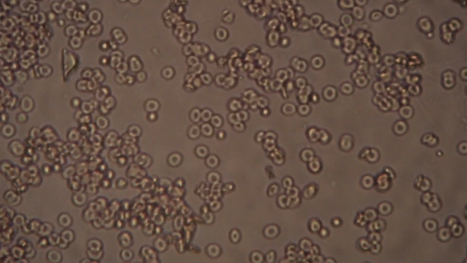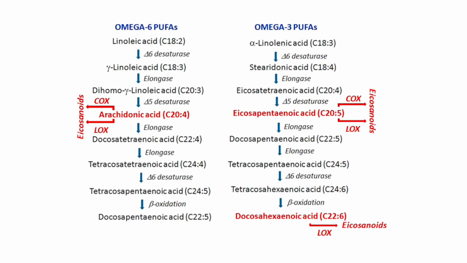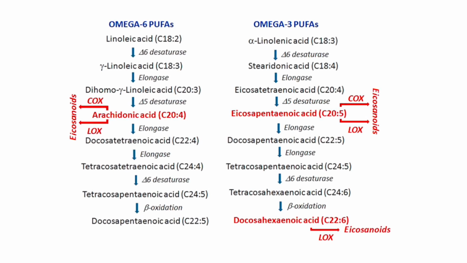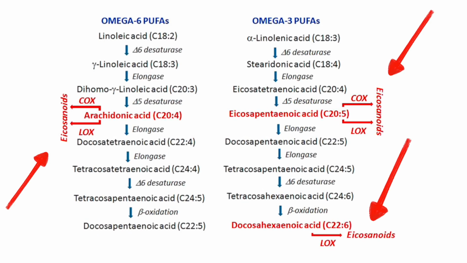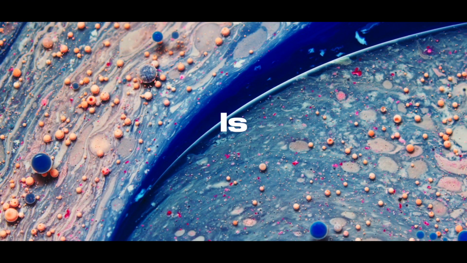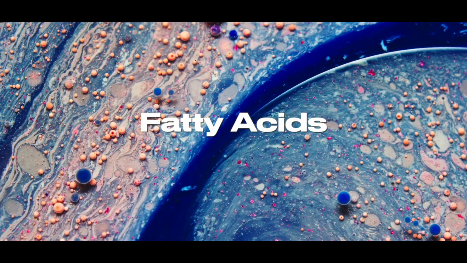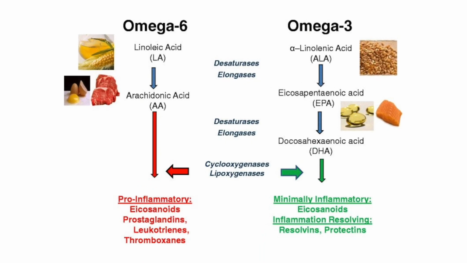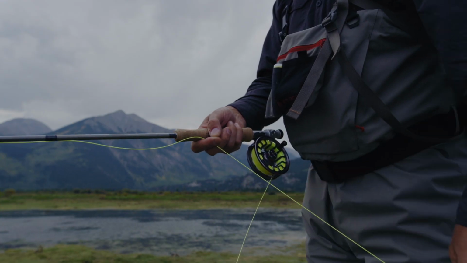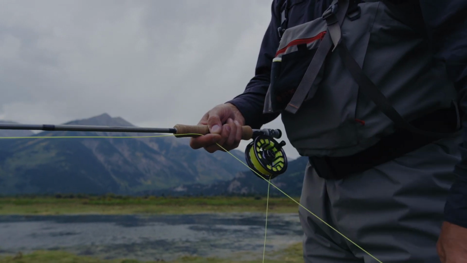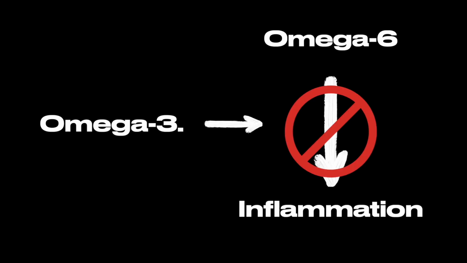Now, when one of these fatty acids enters into the body, they will eventually be metabolized into messenger molecules in the body known as eicosanoids. However, there is a major difference between omega-3 fatty acids and omega-6 fatty acids in that omega-3s are metabolized into anti-inflammatory eicosanoids, whereas omega-6s are metabolized into pro-inflammatory eicosanoids. This is why omega-3 fatty acids are so valuable. They suppress the inflammation caused by the consumption of omega-6 fatty acids.